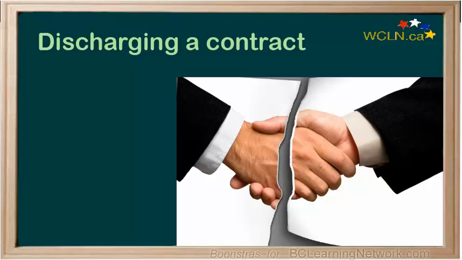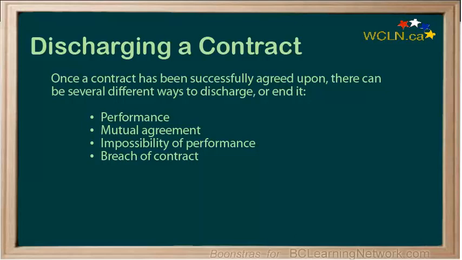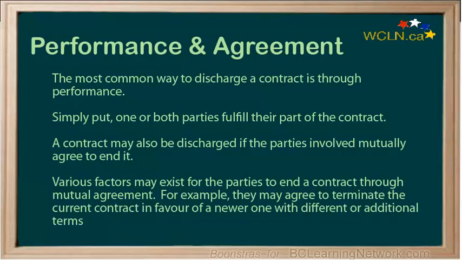A contract can be discharged in a number of ways. Once a contract has been successfully agreed upon, there can be several different ways to discharge it or to end it. Performance, mutual agreement, impossibility of performance, and breach of contract. The most common way to discharge a contract is through performance. Simply put, one or more parties fulfill their part of the contract.